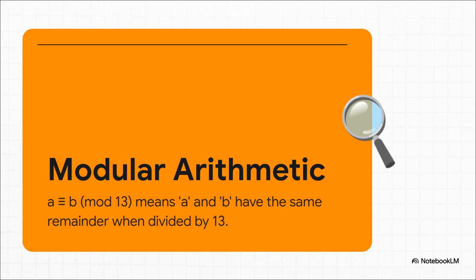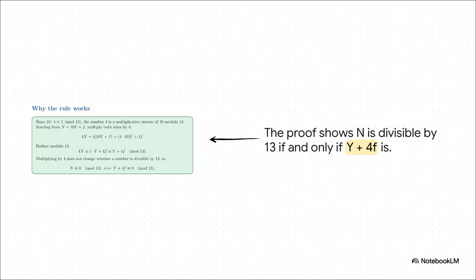When we write that expression you see on the screen, A is equivalent to B mod 13, it just means that A and B have the exact same remainder when you divide them by 13. That's it. So for us, saying n is divisible by 13 is just a different way of saying n has a remainder of 0. And this is the proof.